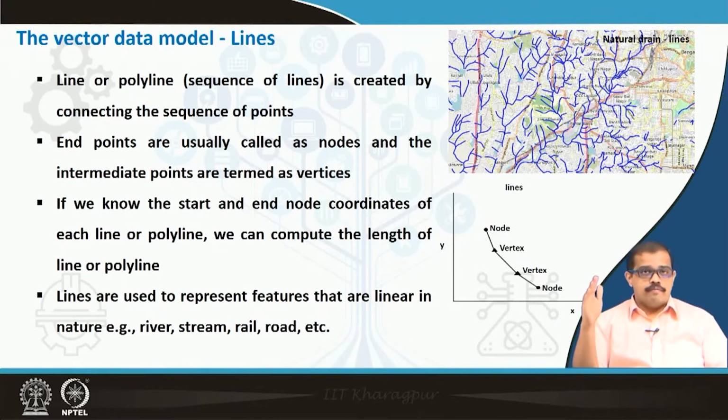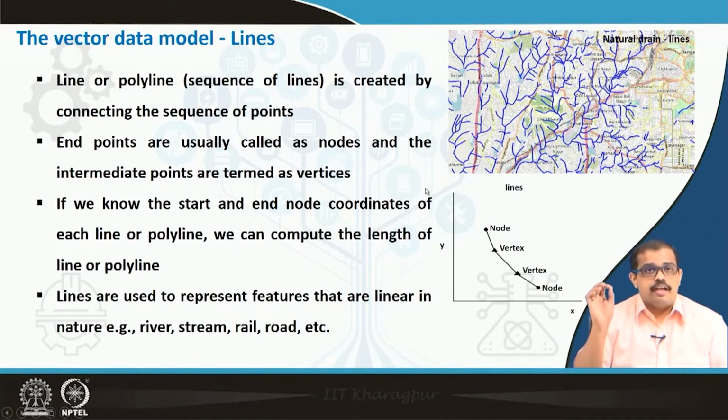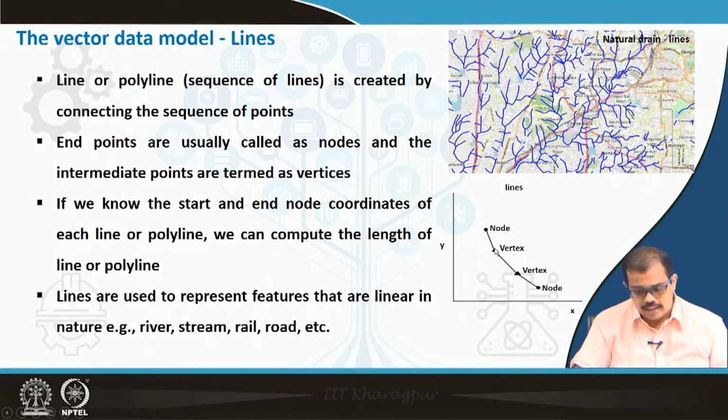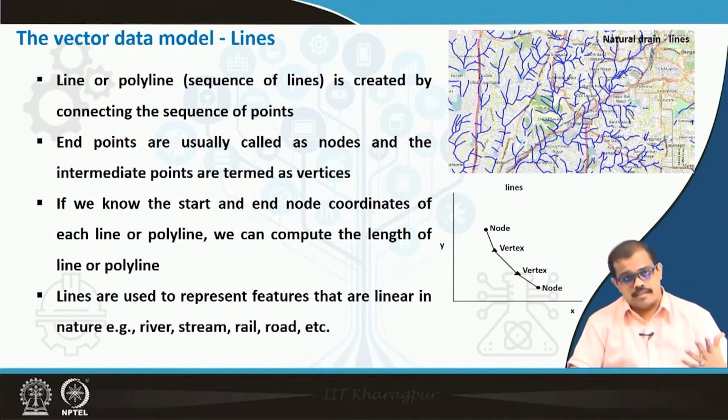But a line or a polyline is connected by a sequence of points. If there are a number of points that are connected as shown here, you have a node, you have a vertex, a number of vertices, and finally you end with a node. This becomes a line. Each of the endpoints is usually called a node. If you have one line segment here and then another connected, then this becomes a vertex and not a node. Where it ends, it becomes a node. The intermediate points are called vertices.